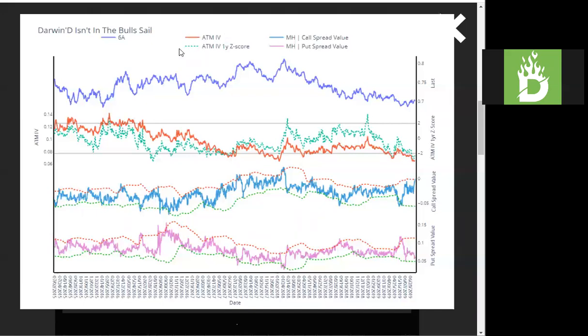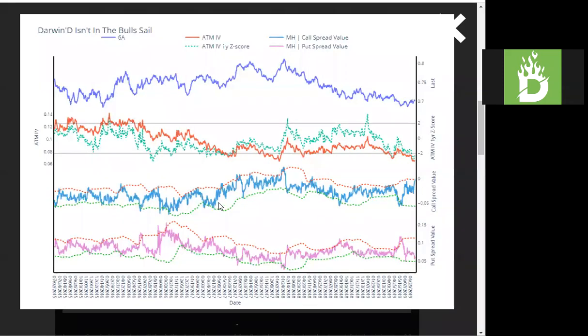And then I've got the at the money IV and the 1 month Z score of the IV. So, 1 year Z score. It's just a rolling Z score going back a year. The look back period for Z scores is up for debate. Happy to have it. I think between 1 and 2 is actually a great area for those.